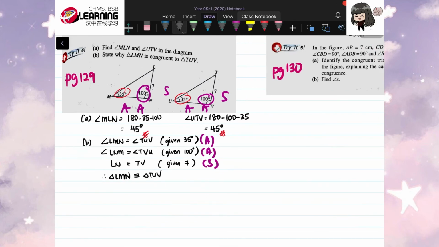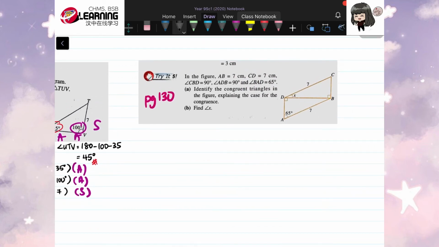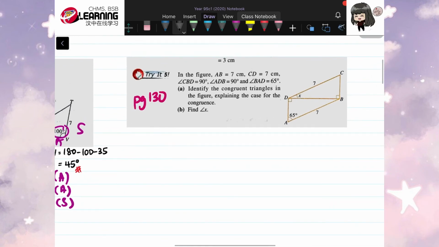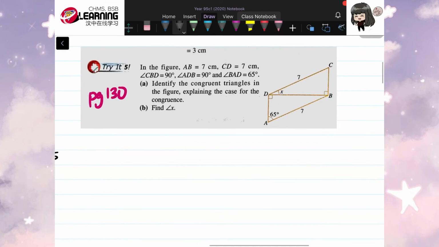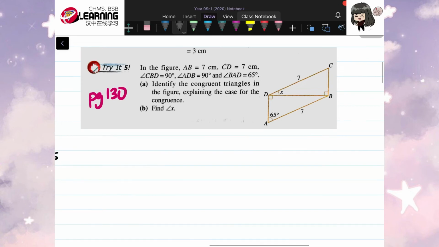Okay, so that's for try it 4. Let's go to try it 5. In the figure, AB equals 7 cm, CD is 7, CDB is 90, ADB is 90, BAD is 65. Identify the congruent triangles in the figure, explaining the case for the congruence. Explain means you need to mention the 3 items. So which triangle and which triangle is congruent? Okay, you pause the video and try to think. Maybe you can write down which triangle and which triangle are the same, and then you need to explain the case.